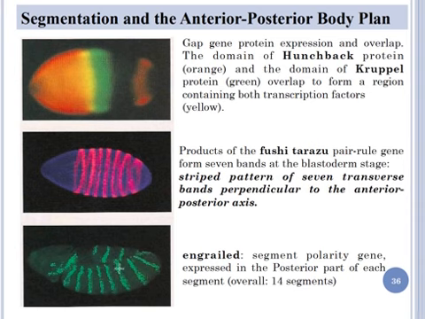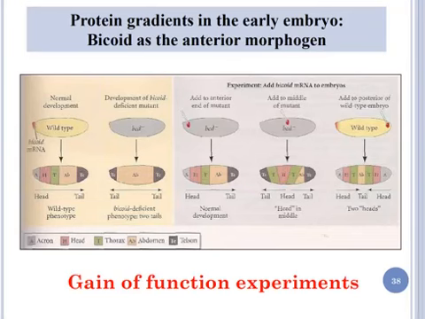Engrailed, you see, is usually expressed in the posterior part of each segment. Let's say we have a segment right here, and this is engrailed, always present at the posterior domain. Let's say this is another segment, and engrailed is always at the posterior. Other genes will be localized anteriorly. And overall we have 14 segments: 3 head segments, 3 thoracic, and 8 abdominal segments.